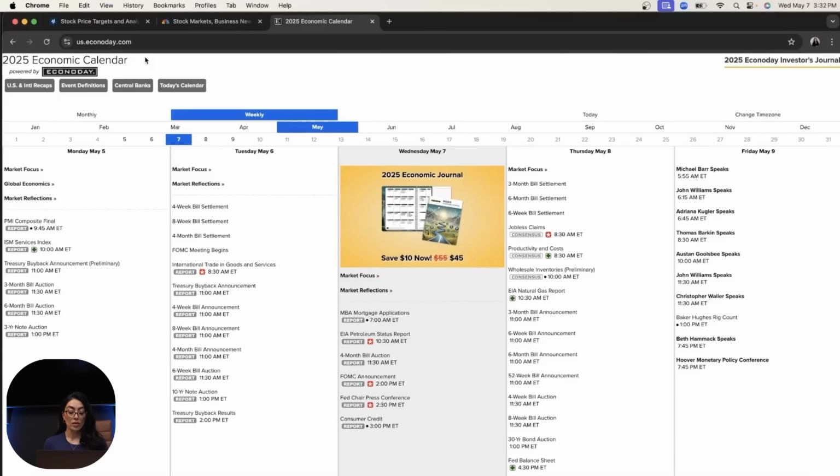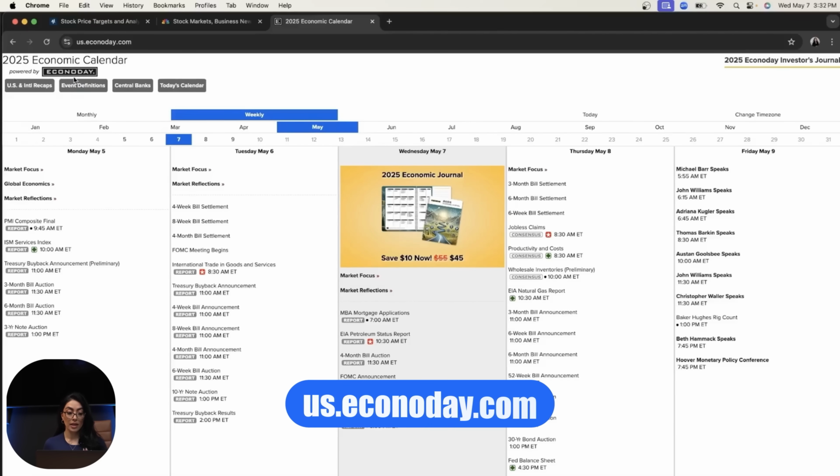It's really important to pay attention to the news, pay attention to what data is coming out, pay attention to who's speaking for the day, whether it's the president, whether it's Powell, whether it's other FOMC members. It's really important to first look at the news and then look at the chart afterward. That being said, the first site that I go to is called us.econoday.